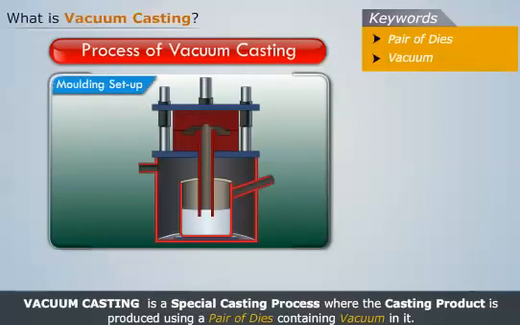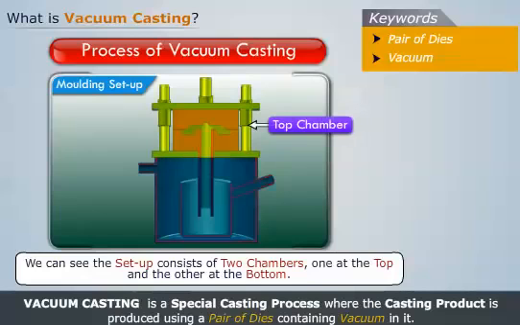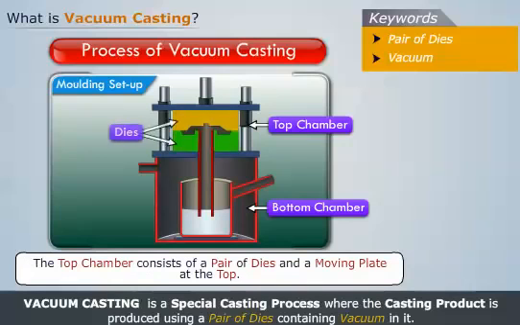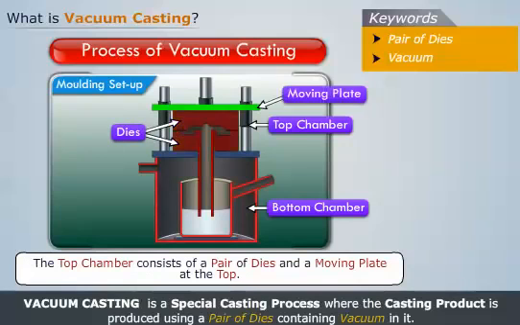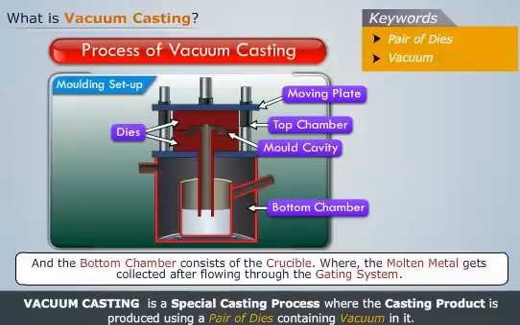Consider the setup as shown. We can see that the setup consists of two chambers, one at the top and the other at the bottom. The top chamber consists of a pair of dies and a moving plate at the top. Between these two dies there is a mold cavity which contains vacuum. And the bottom chamber consists of the crucible, where the molten metal gets collected after flowing through the gating system.